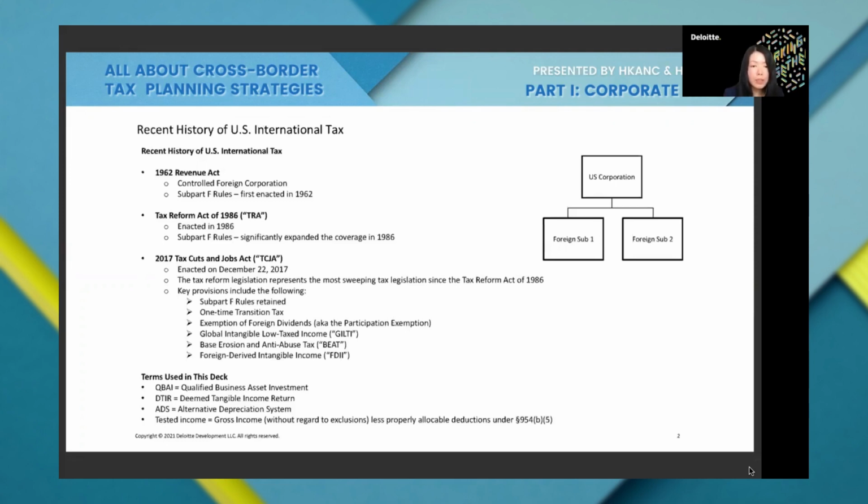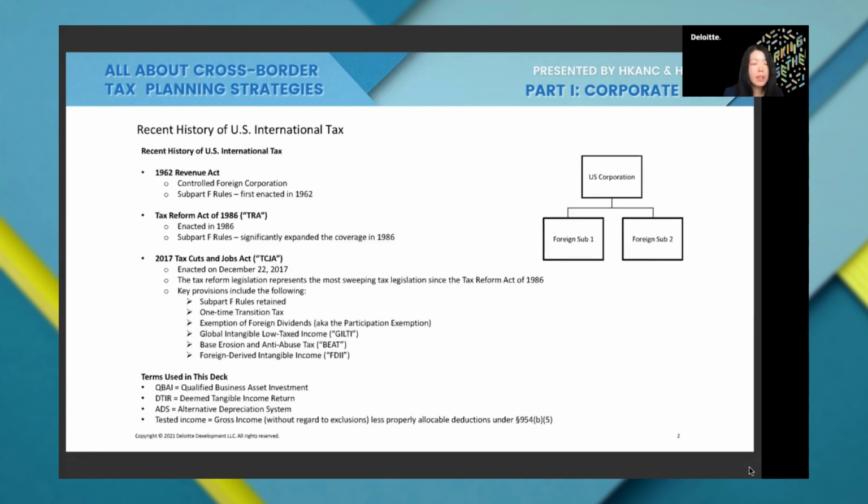Now, the 1962 Revenue Act introduced controlled foreign corporation and subpart F rules. In my picture again, because the U.S. corporation owns more than 50% of foreign sub 1 and foreign sub 2, both are considered controlled foreign corporations and therefore subject to the subpart F rules.